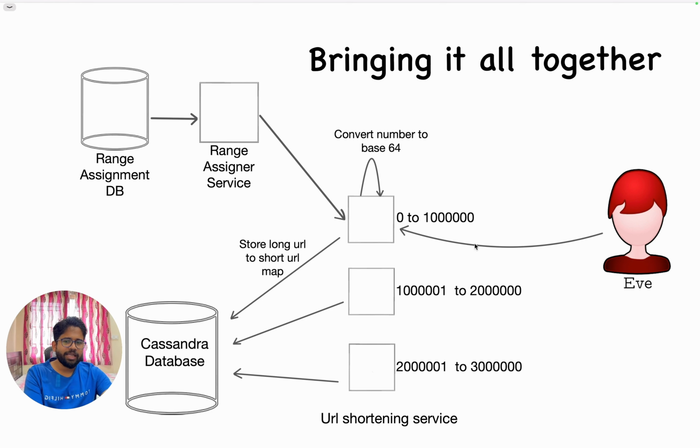And once you have that range, you can have an in-memory variable. Whenever a request comes to your server, you increment the variable, and you convert the variable to base 64 by the method we discussed earlier. Then we know that that value will be unique because the number is unique, and we'll store that value in the Cassandra database. Now, why will that number be unique?